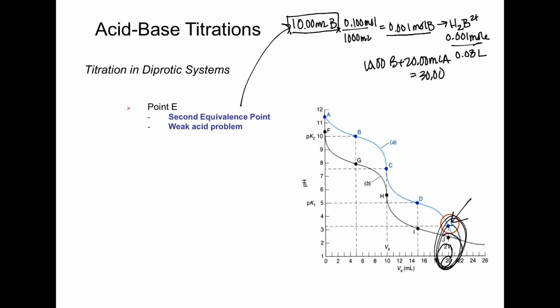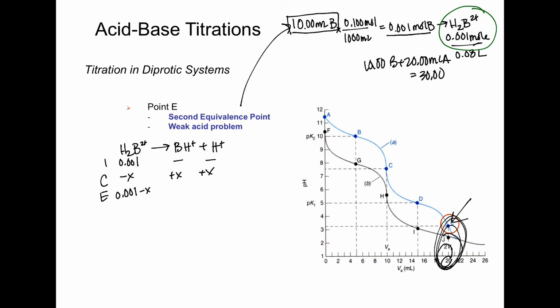So this is just a weak acid problem. We're going to use that acid that we've made and make an ice table out of it. So H2B2+, acting as an acid, would be giving up its hydrogen. If I make an ice table, this is how much I have, 0.001 moles, and I don't have any of this yet. I do minus x, plus x, plus x: 0.001 minus x, plus x, plus x. And again, that is moles, not molarity.